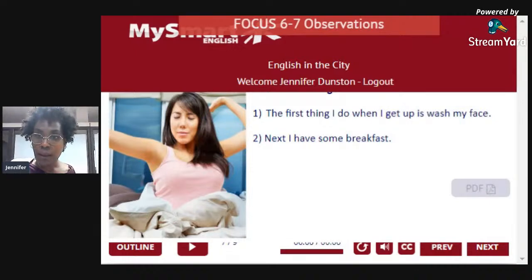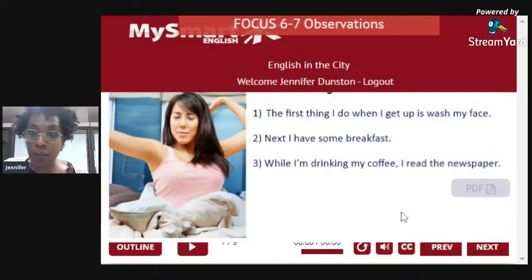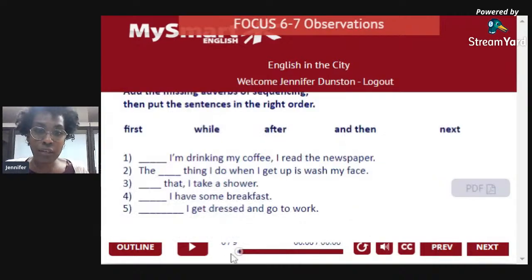Next, next I have some breakfast. While I'm drinking my coffee, I read the newspaper. No, very good, Elena. It's okay if you don't remember the entire sentence. What we're concentrating on now is the order of the adverbs of sequencing. That's what we want to focus on. So now that number one is first, then next, then while. We can go back and take a look at the sentences one more time.